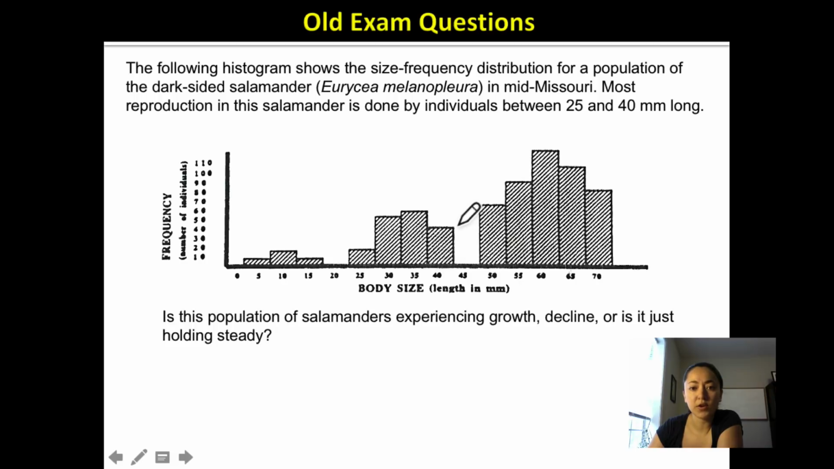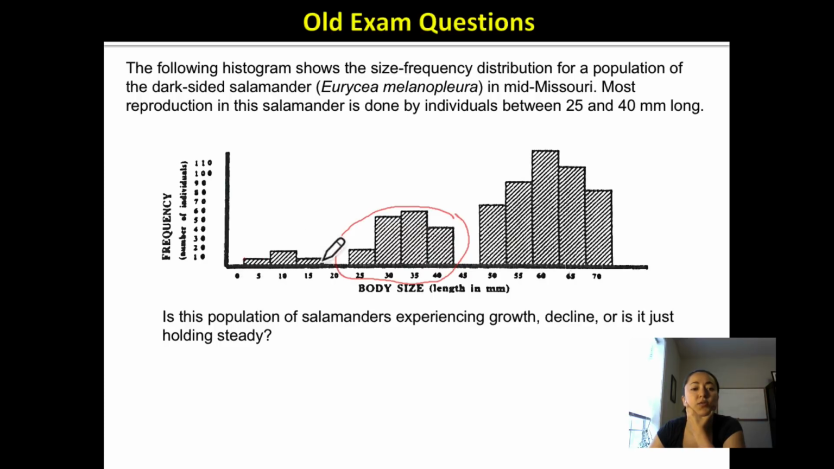So this is our reproductive class here, between 25 and 40 millimeters long. Is this population of salamander experiencing growth, decline, or is it just holding steady? So this is showing you an age structure diagram, but showing it in a slightly different way. What would you guess for this population?